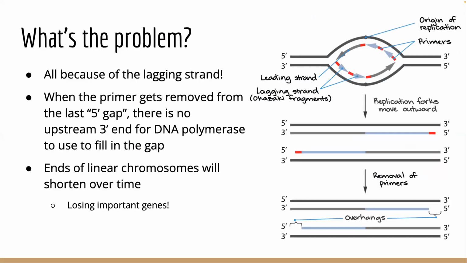Okay, so what exactly is the problem? It's caused by the lagging strand. When the primer gets removed from the last 5' gap, there's no upstream 3' end for the polymerase to bind to and fill in the gap. And this leads to the shortening of the genes over time.